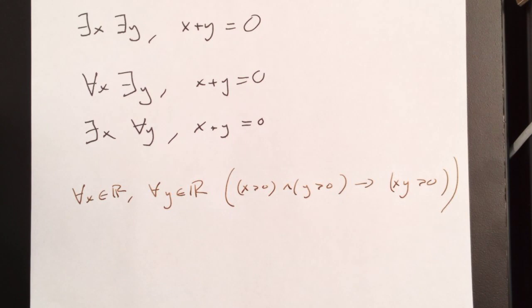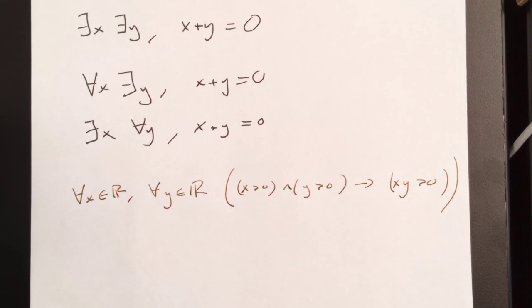What does that math garbage say in English? For every x that's a real number, for every y that's a real number, if x is greater than 0 and y is greater than 0, that implies that x times y is greater than 0. Yes, that is a perfect literal translation.